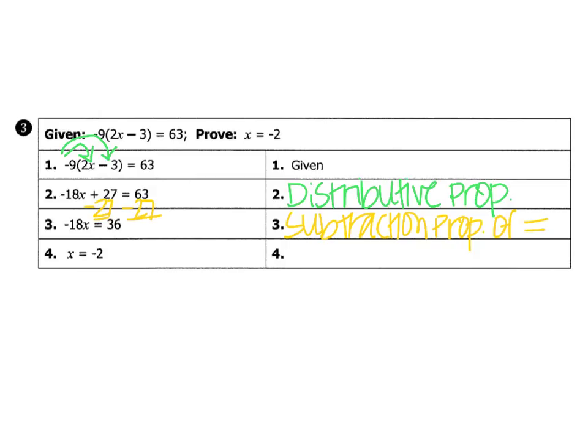Then, last but not least, we want to ask ourselves, how did we go from step 3 to step 4? What did we do to get x equals negative 2 when we had negative 18x equals 36? What we did was divide both sides by negative 18. Divide both sides by negative 18. So we divided both sides of the equation. Therefore, our reason for step 4, how we got line 4, was the division property of equality.